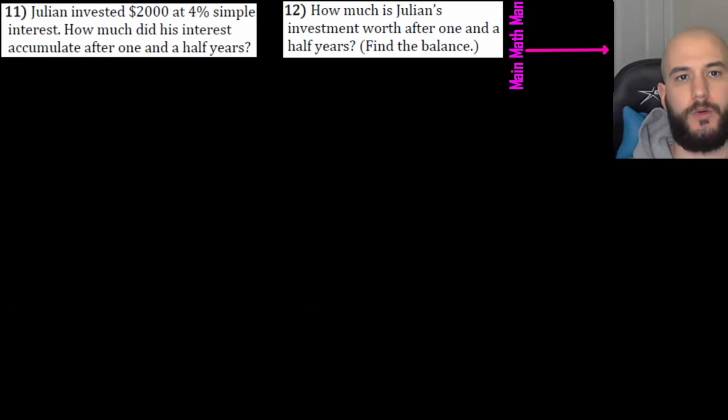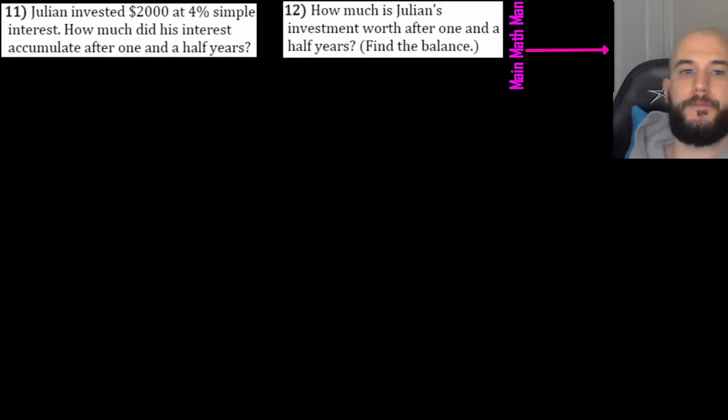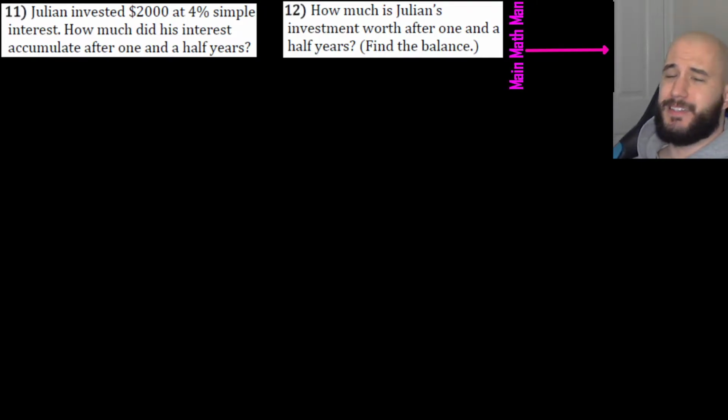And in this video, we're just going to be working on this. Again, this is page 11 from before. And so you want to see it like this. On page 11 is number 11, and it says the following. It says, Julian invested $2,000 at 4% simple interest. How much did his interest accumulate after 1.5 years?